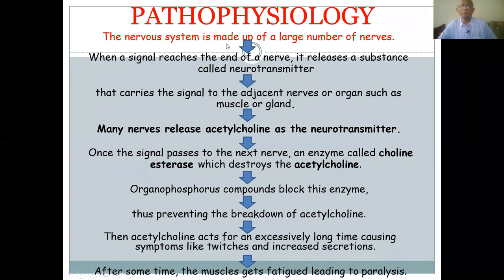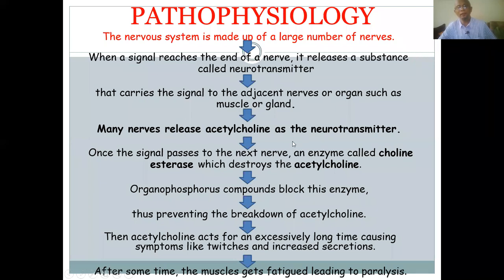This pathophysiology is important to understand the symptomatology of organophosphorus poisoning. The nervous system is made up of a large number of nerves. When a signal reaches the end of the nerve, it releases a substance called a neurotransmitter that carries the signal to the adjacent nerve or organ such as muscle or gland, and many nerves release acetylcholine as the neurotransmitter. Once the signal passes to the next nerve, an enzyme called cholinesterase destroys this acetylcholine. So this is very important. Otherwise, if there is a prolonged action of acetylcholine, it will produce many symptoms.